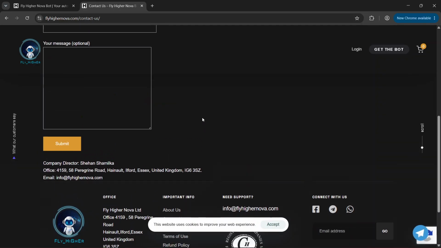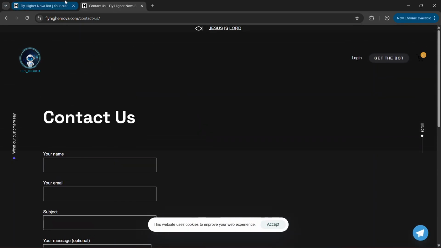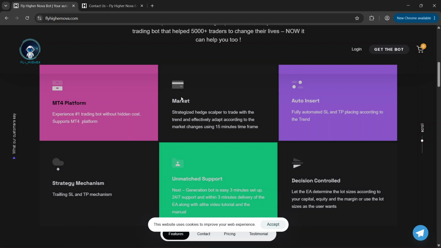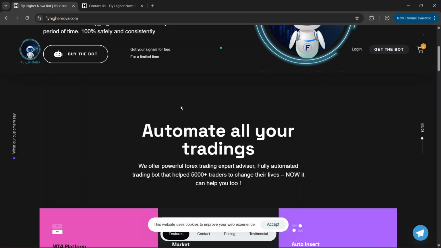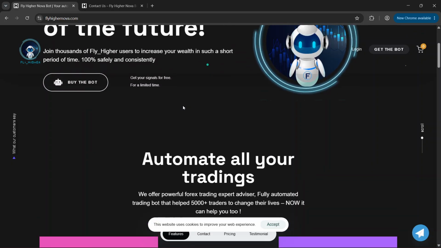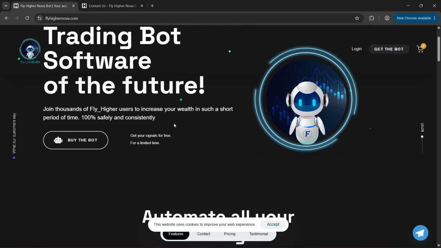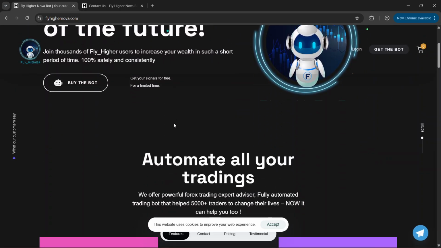Now my realistic take. This is marketed as a plug and play trend hedge scalper for traders who want zero daily decision making. It's aimed at people comfortable with the risks that come with recovery style systems and higher trade frequency. I prefer clean single trade logic, fixed risk per trade, and verified live results before putting money behind an EA. This EA, the Fly Higher Nova, doesn't give you that transparency.